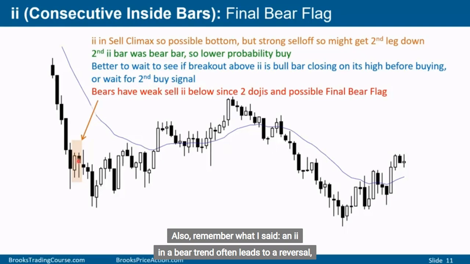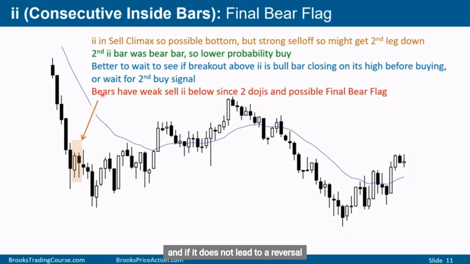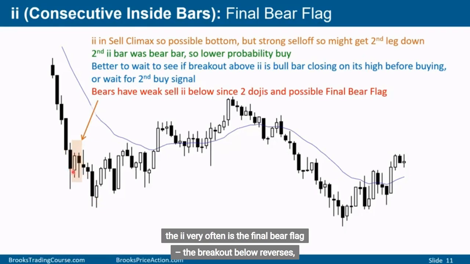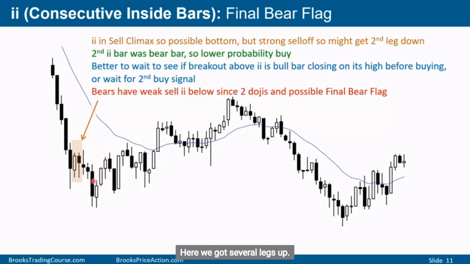Also, remember what I said, an II in a bear trend often leads to a reversal, and if it does not lead to a reversal and instead leads to a resumption of the bear trend, the II very often is the final bear flag. The breakout below reverses, and then you get a swing up, at least a couple legs up. One pullback, two. Here we got several legs up. That's another reason to not sell below all of these dojis. It's probably better to wait to buy a reversal up.